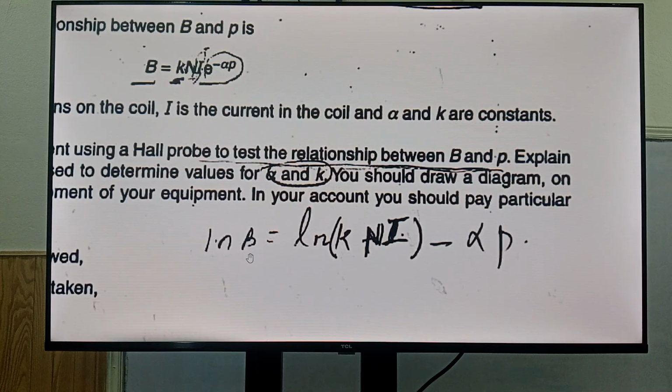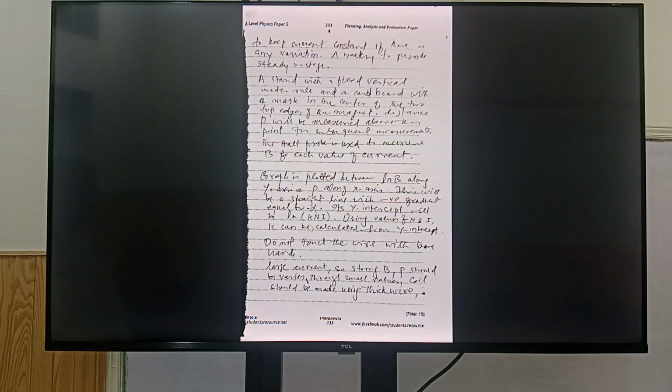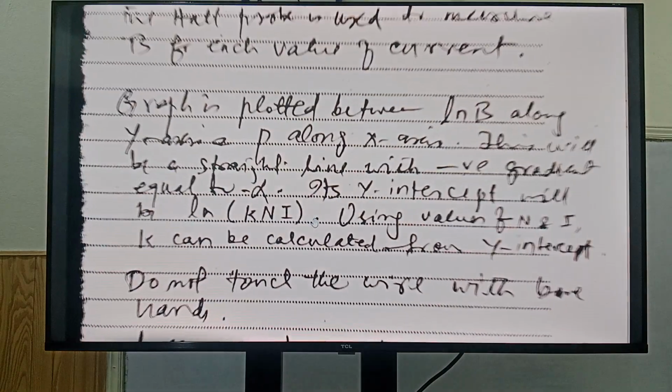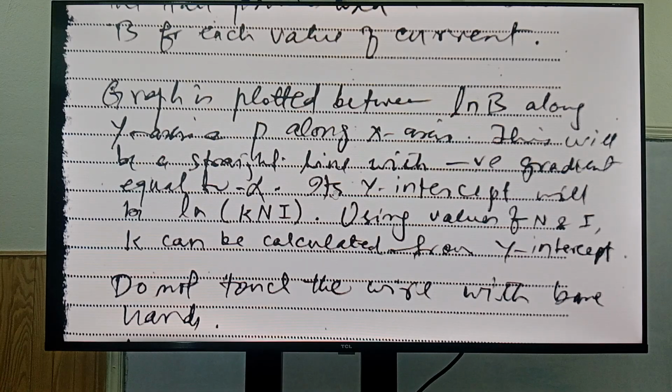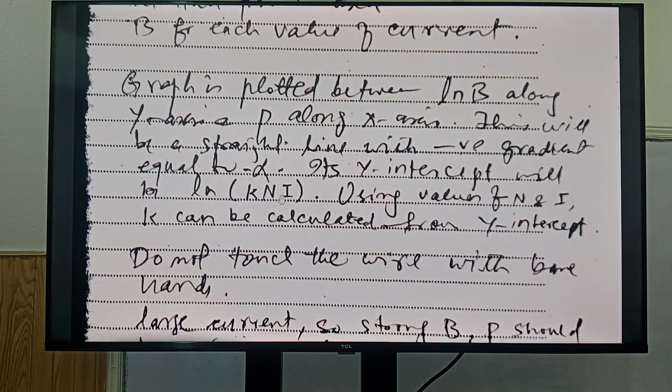So let's go back to, yes, the last page. So all this detail is provided here. So using this idea that I have described, alpha will be the gradient of this, y-intercept will be ln of kNI. Using values of N and I, k can be calculated from y-intercept because y-intercept is ln of kNI.